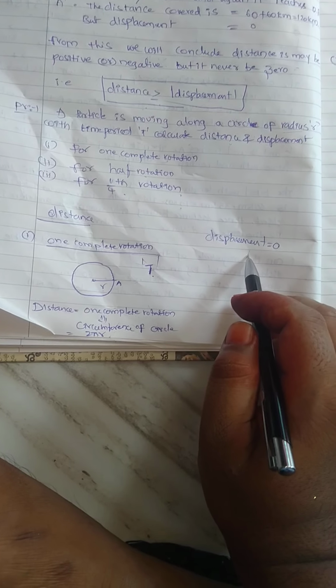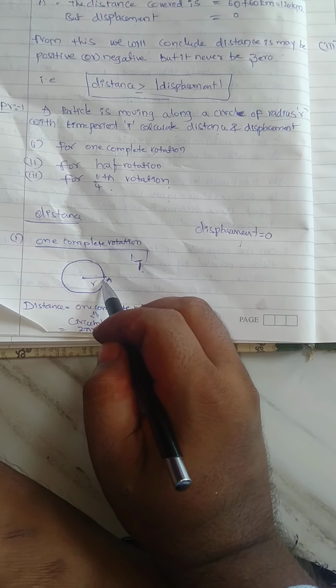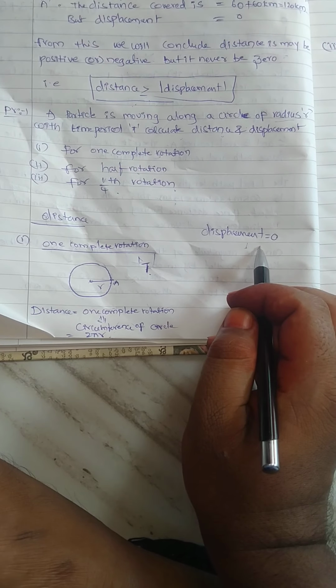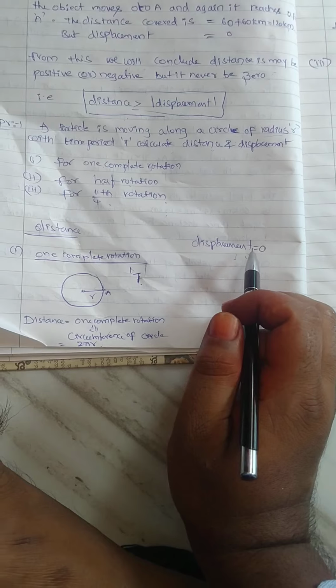For one complete rotation, a particle starting here reaches the same position at the end of its journey, so the displacement should be 0. Why? Because displacement is the shortest distance between the initial and final position.